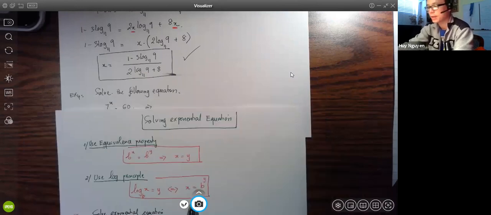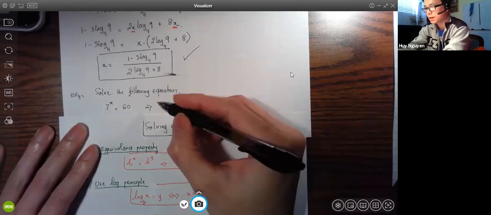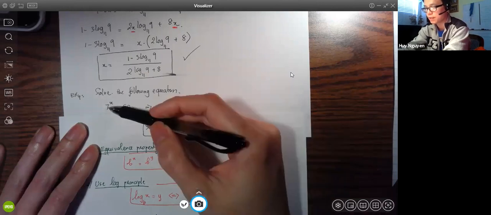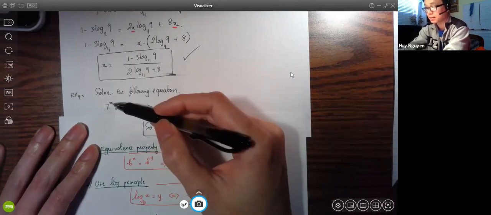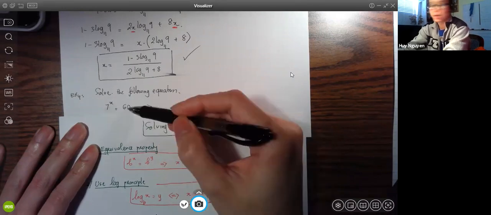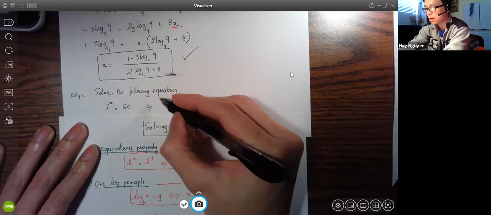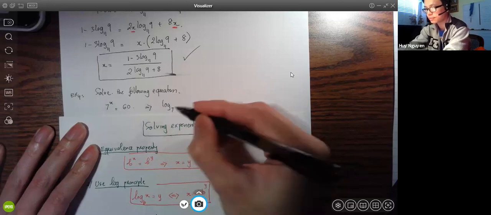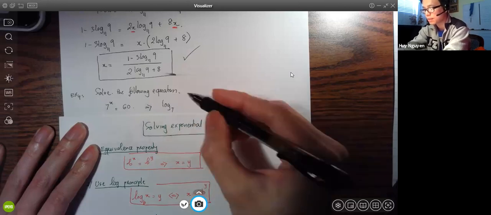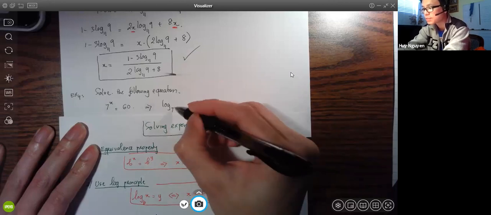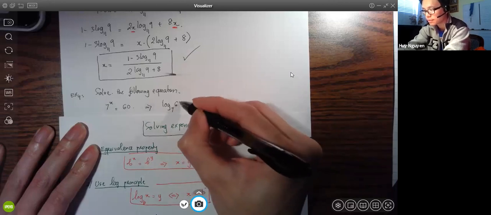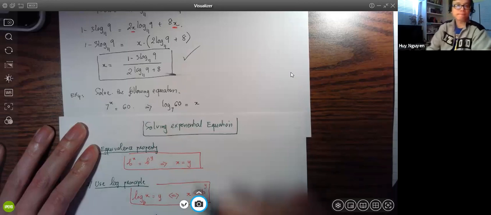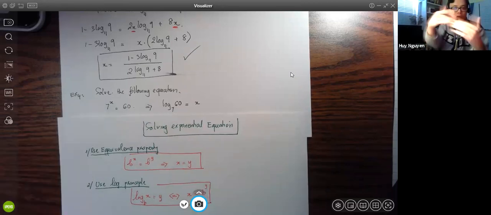So you see that b to the y, it looks like your b is here. B is 7, y is x, and x is 60. So I can rewrite it as what? Log base 7 of 60 equals x. You see that? I kind of go backward.